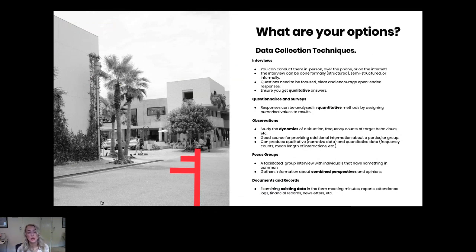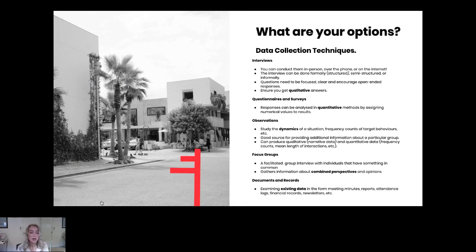You just have to ensure that your questions are really focused and clear and encourage open-ended responses, because the answers that you'll get will be qualitative. My personal favorite way to get answers is through questionnaires and surveys. You can also analyze the responses in a quantitative method to make it easier to collect that data.